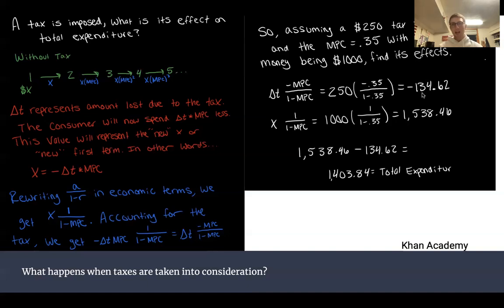$134.62. And then we want to use the other equation that we learned before, just the normal multiplier, in order to get $1,538.46 of total expenditure. And then the total expenditure minus the value we got from the tax multiplier, we end up getting an actual total expenditure of $1,403.84 when taking taxes into account.